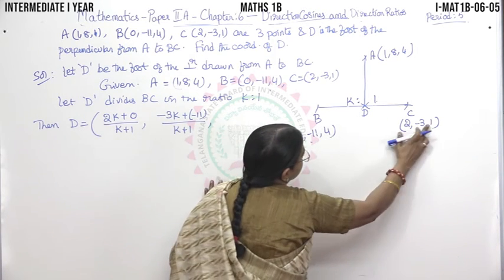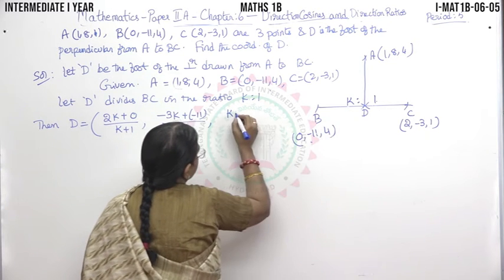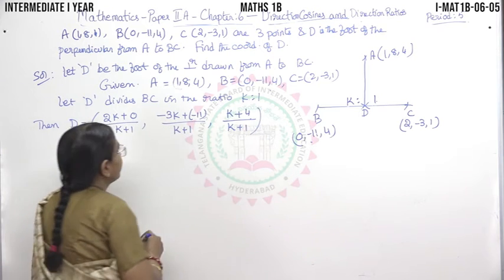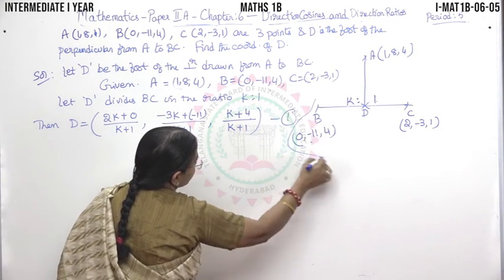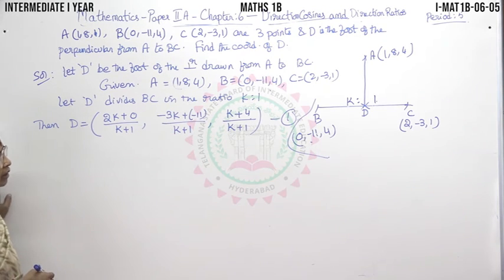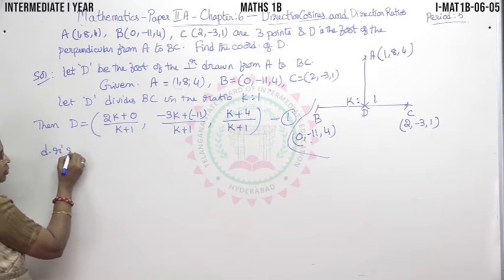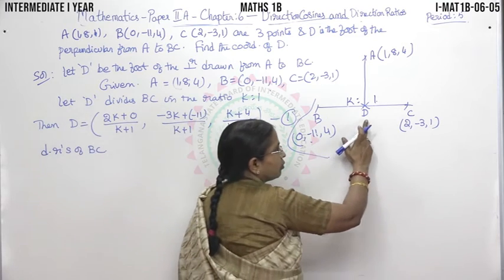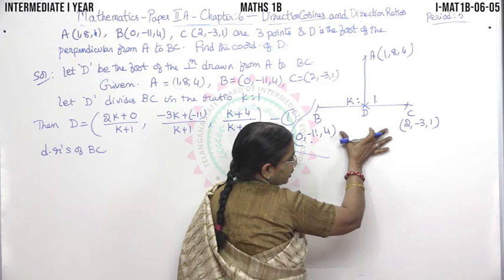Then again m z2, so that is k, and then n z1, so (k+4)/(k+1). Now we'll find the coordinates of D like this, and I'll number this as 1 because we need it again to substitute the value of k. Now we have AD, so we'll find the direction ratios of BC. Now that we know the coordinates of D in terms of k, we'll find the direction ratios of BC and AD.